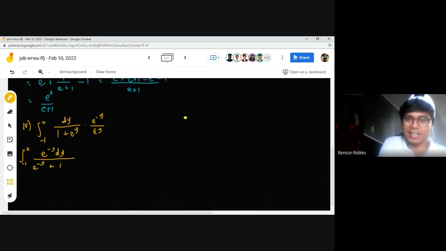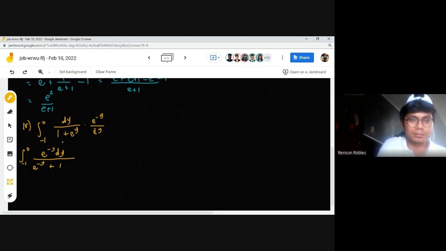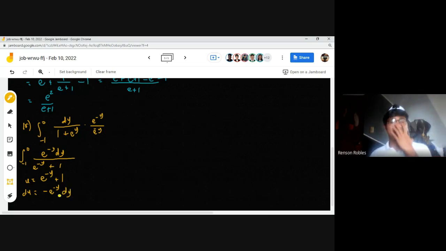Diba? Kanina hindi umubra kasi e to the y dy over e to the y plus e to the 2y. Mayroon kayong dalawang form ng powers of e. One is y and the other one is 2y. Dito, isa lang, negative y. Okay? So we can now let u be equal to e to the negative y plus 1. And differentiating, you have du equals e to the negative y times derivative of negative y, which is negative 1. Then you simply affix dy.